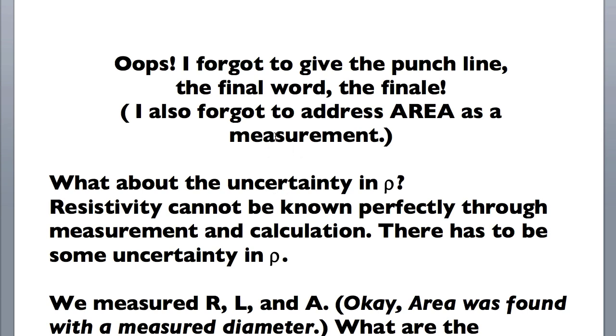Oops, I forgot to give the punchline. You know, the final word, the finale. I also forgot to address the area as a measurement. So the finale should be, what about the uncertainty in rho? The resistivity cannot be known perfectly through measurement and calculation. There has to be some uncertainty in rho.